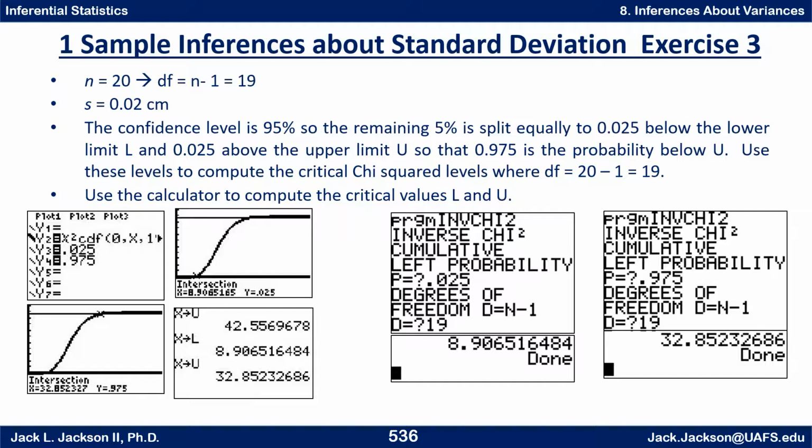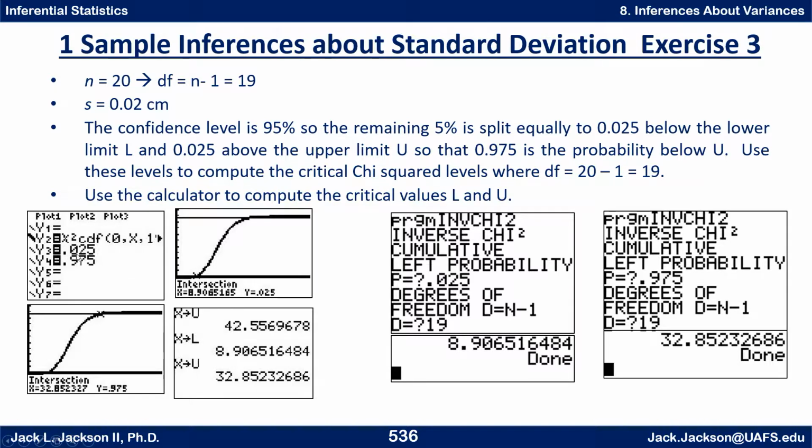So that's 0.975 below U. So we use these levels to compute the critical chi-square values. We could have gotten the same thing by doing 1 minus confidence level divided by 2, which would have given us the 0.025. 1 plus confidence level divided by 2 would have given us the 0.975. So anyway, we can do that.